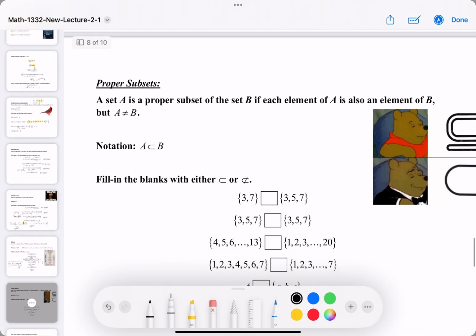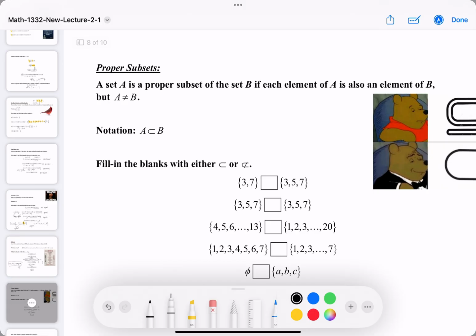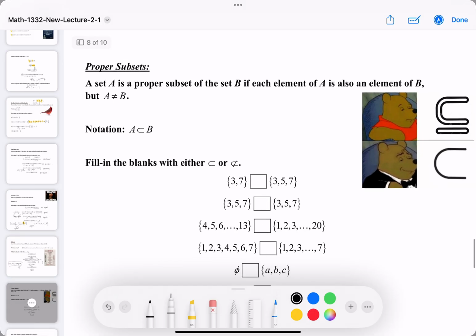Okay, let's see proper subset. A set A is a proper subset of set B if each element of A is also an element of B. It's very similar to the subset, but A is not equal to B. B has more options, more elements. So A cannot equal B. The notation is A is a proper subset of B.